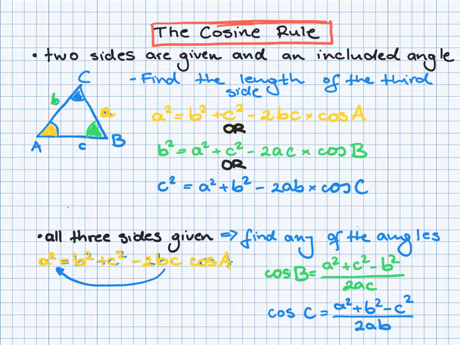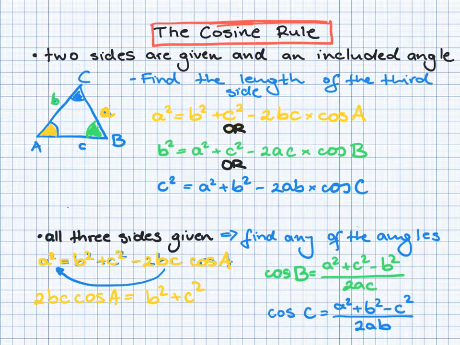There's no need to show this, but you can see how we got to this point. As the arrow is showing, I'm going to move negative 2bc cos A to the other side. Because it's negative on this side, it becomes positive when we move it to the other side, equal to b to the power of 2 plus c to the power of 2.